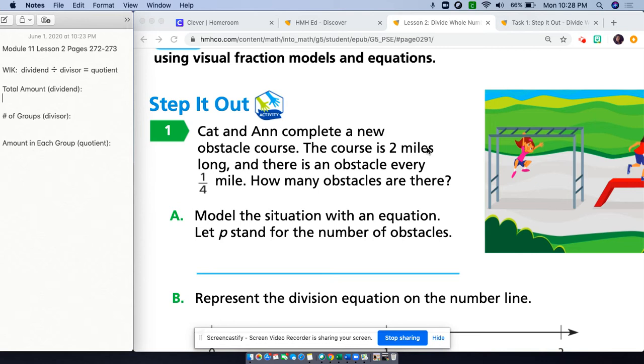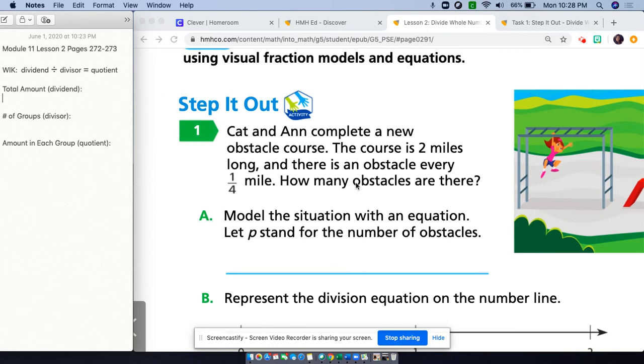If you said 2 miles long, you're correct. The total length of the entire obstacle course is 2 miles. Therefore, the total amount is 2 miles. Okay? What is my number of groups? What am I cutting it up by?